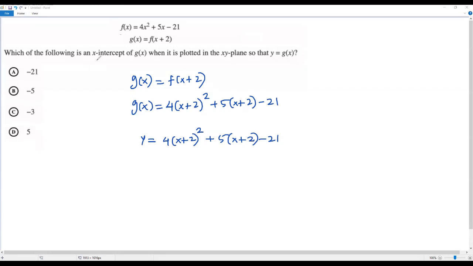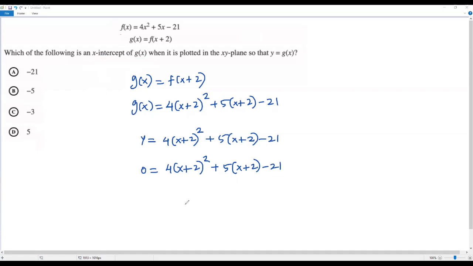Now to get the x-intercept of g(x), I have to plug in y equals 0 into the function g(x). When I do so, I'm getting 0 equals 4 times (x + 2) squared + 5 times (x + 2) − 21. Now to get the x-intercept of g(x), I have to solve for x in this equation.